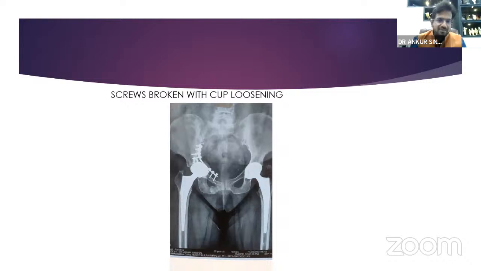After 3 months, I found this X-ray, which shows that the head is sinking. The screws were broken. Probably the fracture had not healed. So I want to keep this case open for discussion and I'll proceed further.